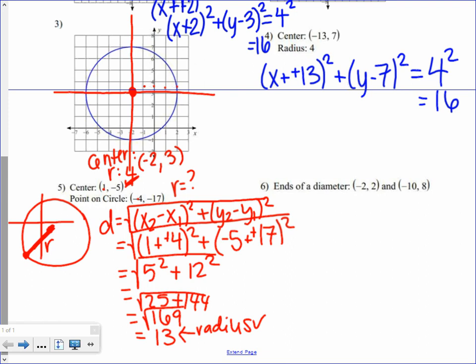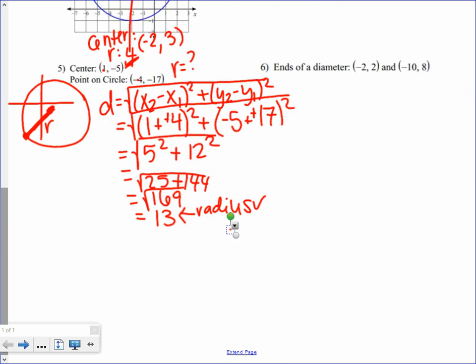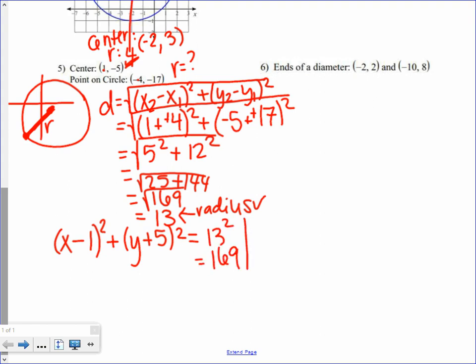So when we go to write our equation, x minus 1 squared plus y minus a -5 is going to be plus 5 squared equals our r squared, which is 13 squared, or 169. So either one of those would work for your equation. You don't have to put both the 13 squared and the 169. You pick which one you prefer. Okay, so that's how you would do it if they give you a point on the circle.